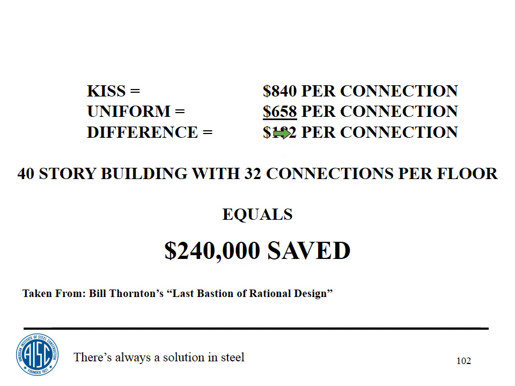About $182. I mean, I would like that to be a lot bigger, but it was about $840 for KISS and about $660 for uniform force, about $182 per connection. If I had a 40-story building with 32 of these per floor, 40 floors, lots and lots of them, you're talking about $250,000 between these two. That's just in material. Fabrication, shipping and erection is not even included in that. That's going to add to it.